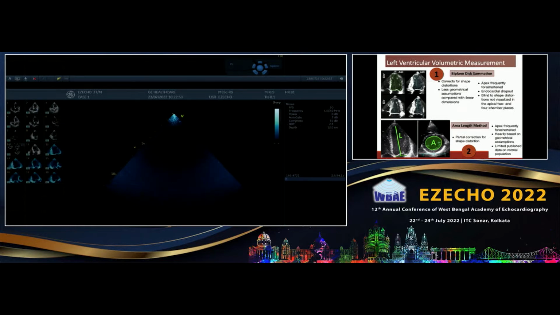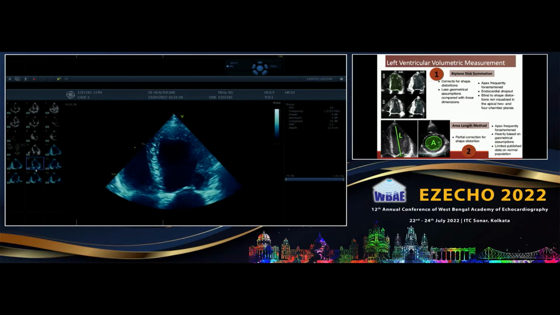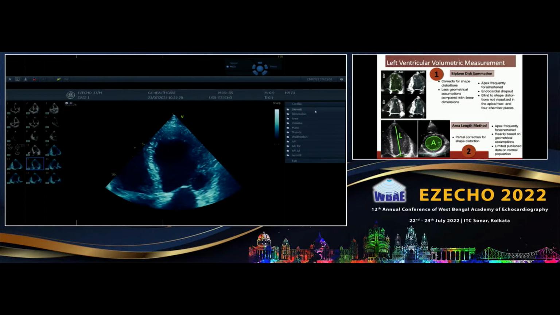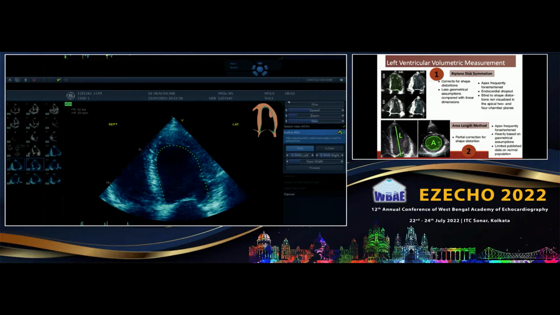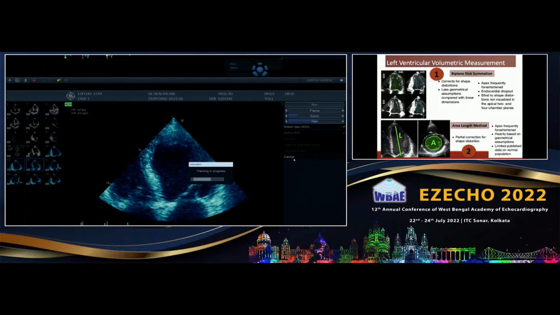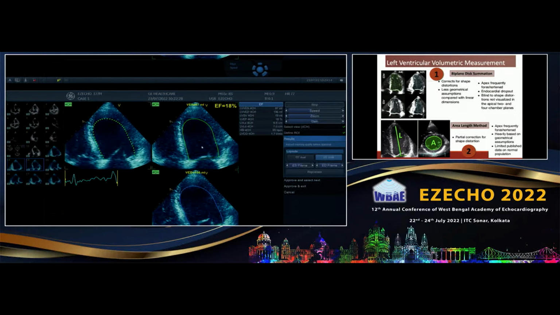So we'll have the long axis view also. It is quite good, correct. So now we will do the summation of disks, the Simpson's method of summation of disks. Now this is machine learning. The machine can know this is 4 chamber, 2 chamber, long axis. However, we have to always adjust the points that it has taken.